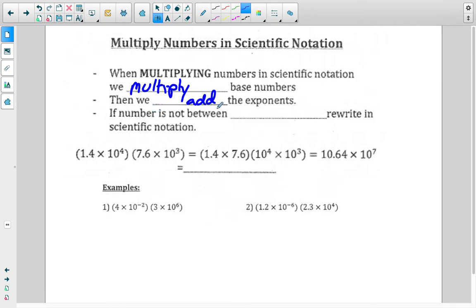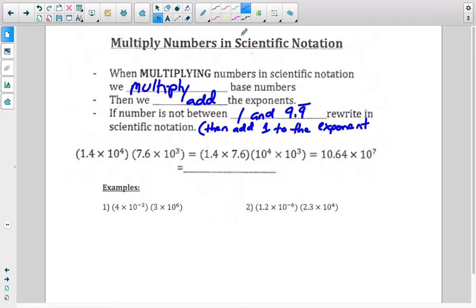If the number is not between 1 and 9.9 repeating, we need to rewrite it in scientific notation, and that means that we're going to add 1 to the exponent. And I'll show you why here in a second.